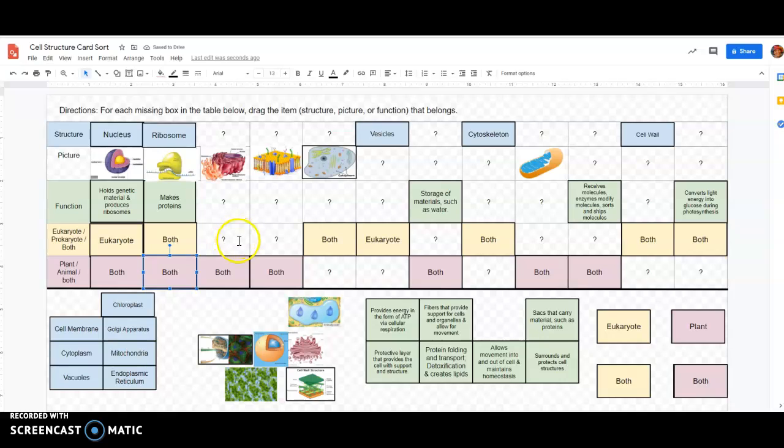Go ahead and fill it out, and then when you're done, I've given you a key that you can go back and check to make sure that you have all of the correct answers. This is just an opportunity for you to practice understanding how well you know what the structures are, what their function are, and where you would find them.